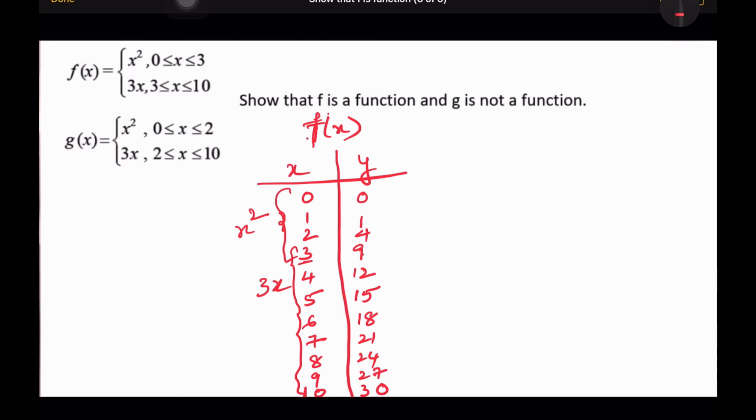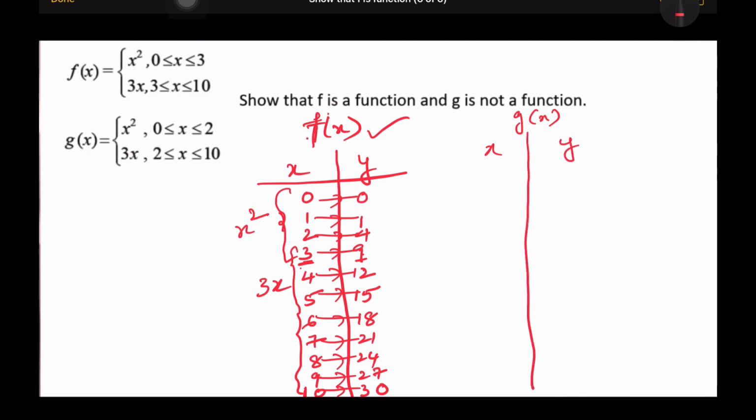So this is the value of y when x is from 3 to 10, it is 3x, and before that it is x square. So therefore you are getting these values over here. Now, is this a function or not? For x square at 3 it is 9, and for 3x at 3 it is also 9. So therefore there is a 1-to-1 correspondence for this.